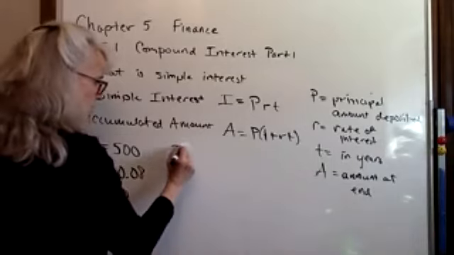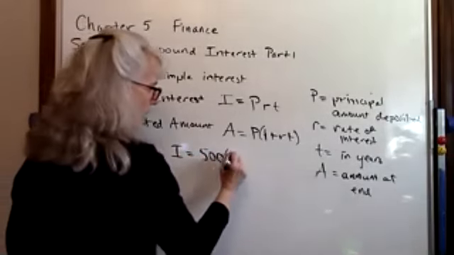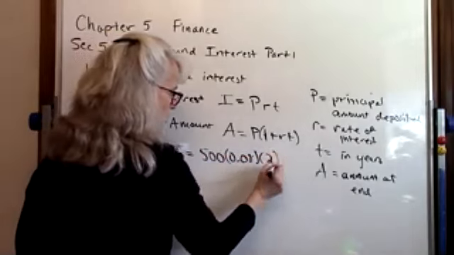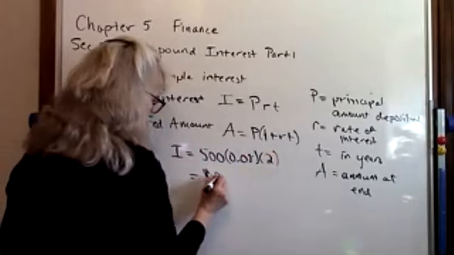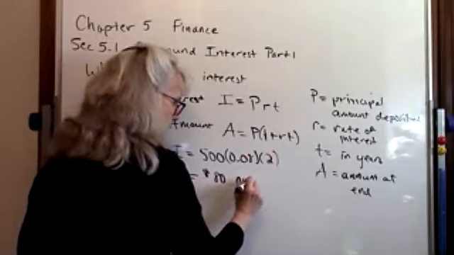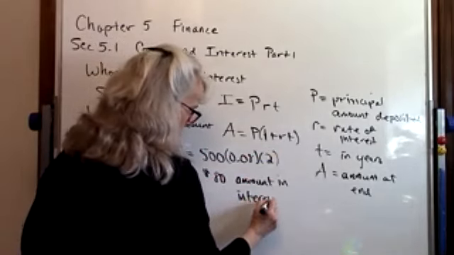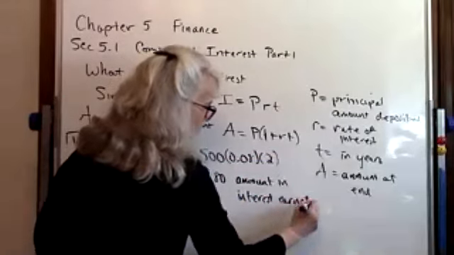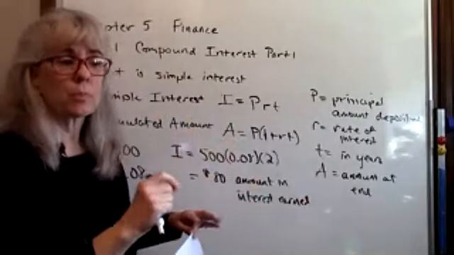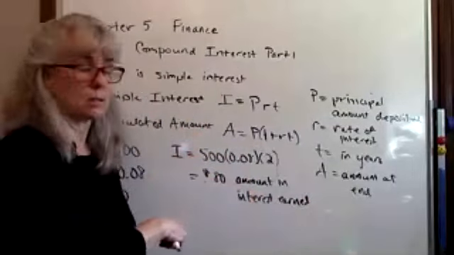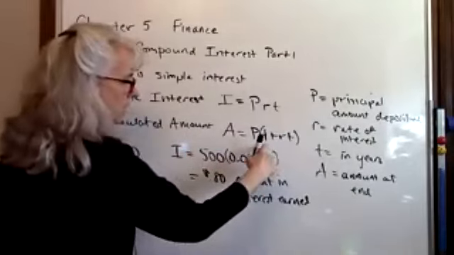So the interest that we're going to earn is our principal of 500 multiplied by our interest rate of 0.08 multiplied by our time of 2. Simple plug and chug. This should come out to be $80. Now that's the interest earned. What that represents is you've left your money in an account. The bank can use your money, and for the privilege of using it, they pay you interest.